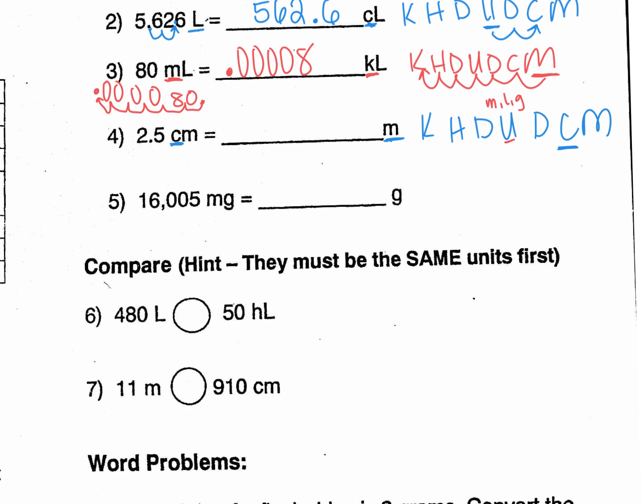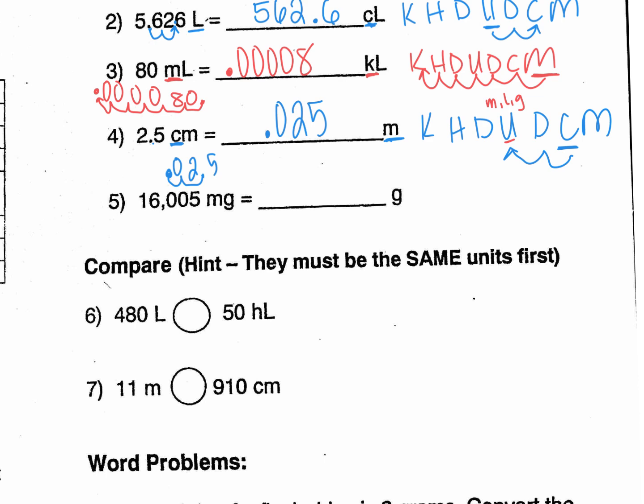Okay, so I know that I'm going to end up at the middle where the U is, and so I want to move 1, 2 places to the left. Since I already have a decimal in my number, I'm just going to move that decimal 1, 2 places to the left and plug in a 0. So it's 0.025 meters.